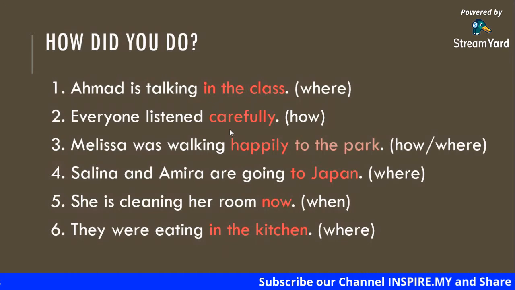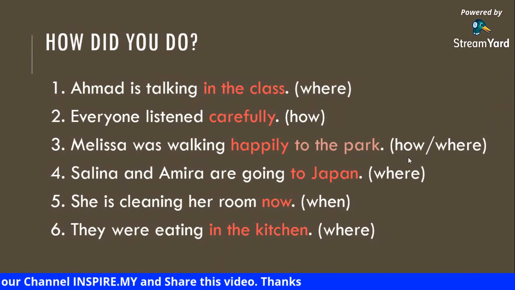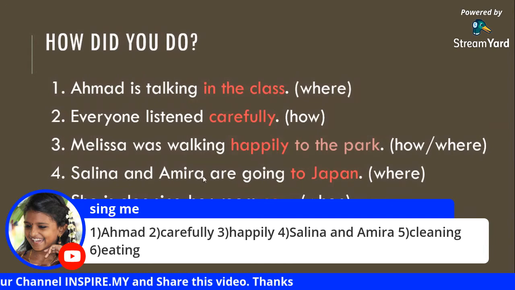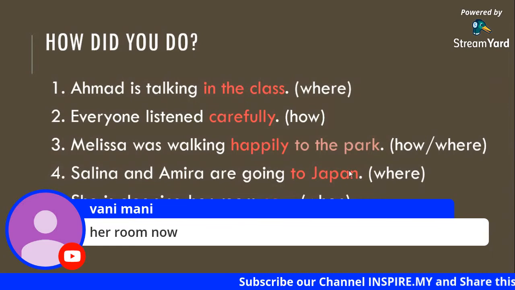Melissa was walking happily to the park. So here we have two adverbs. Melissa was walking happily. Where? To the park. So both of these are adverbs. Selina and Amira are going to Japan. Where are they going? To Japan. So this is an adverbial of place.